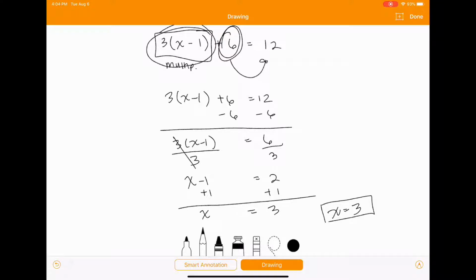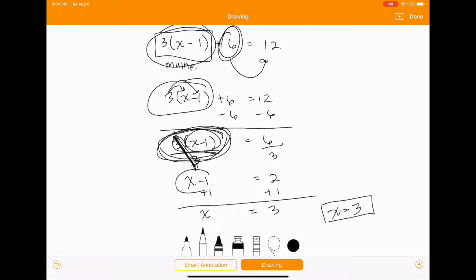Now, you could, up here or up here, distribute this. That's totally fine. You'll get the same answer. Whatever you're more comfortable with, this is just a shortcut that you can use. It's just recognizing that this here is one term, this here is one term. You can divide by 3, completely get rid of that, and just be left with your x minus 1. Now, if you don't understand that, go ahead and just distribute here.